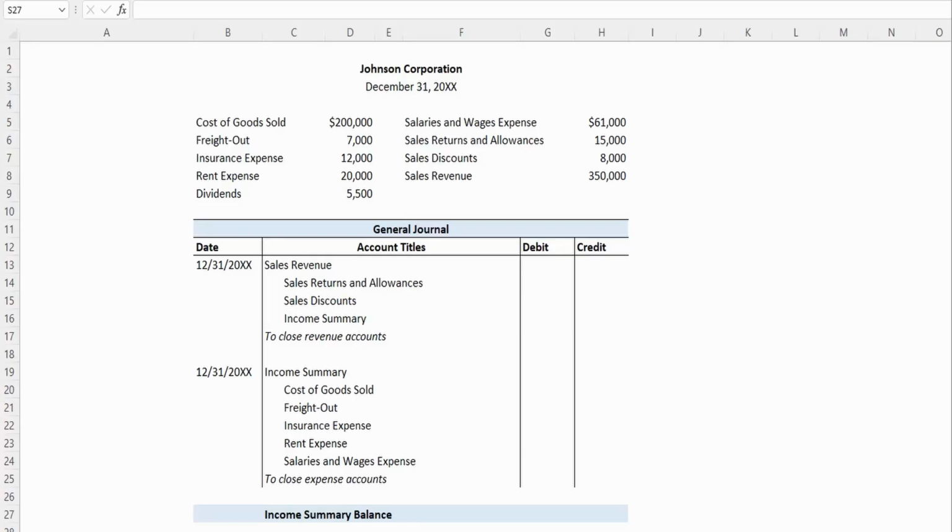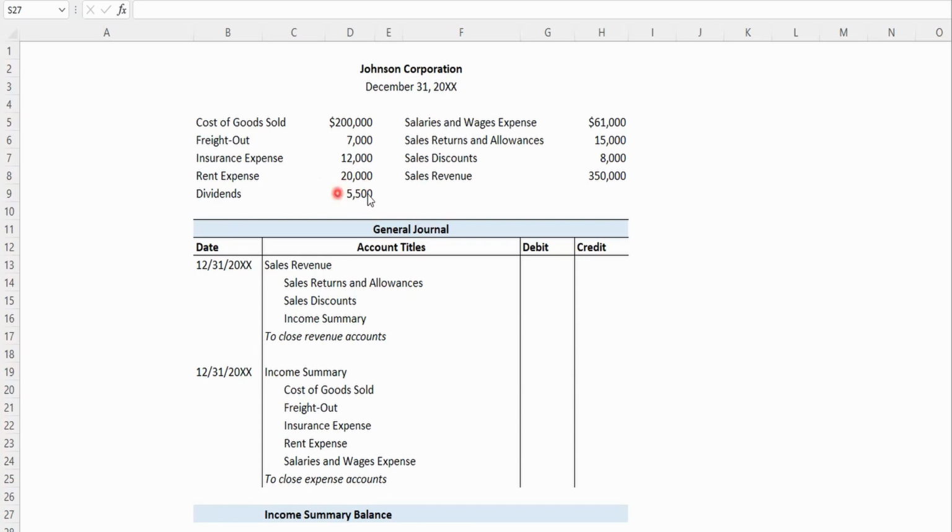Let's now look at an illustration to see how closing entries are recorded. Take a look at the information regarding the account balances of Johnson Corporation. We will prepare the necessary closing entries from the given account balances. Cost of goods sold, $200,000. Freight out, $7,000. Insurance expense, $12,000. Rent expense, $20,000. Dividends, $5,500.